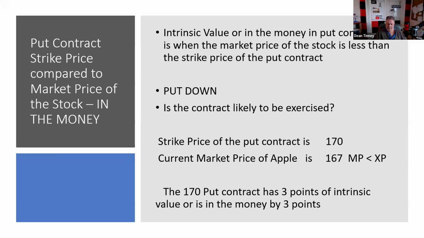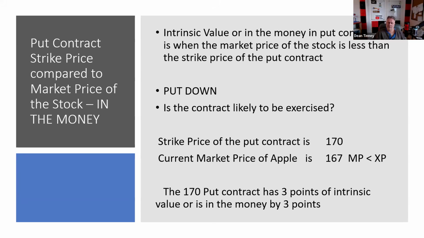Call up: if the market price is above the strike price, the contract has intrinsic value. Call up, the break even is strike price plus premium. Put down: if the market price is down from the strike price, the contract has intrinsic value. And when we get there, the break even is going to be strike price less premium.